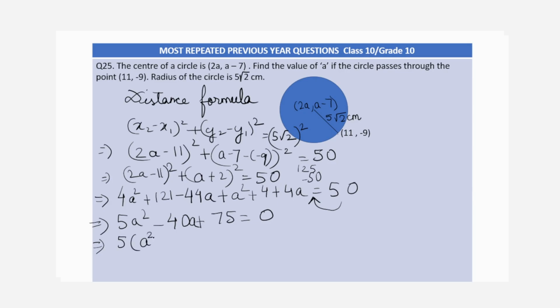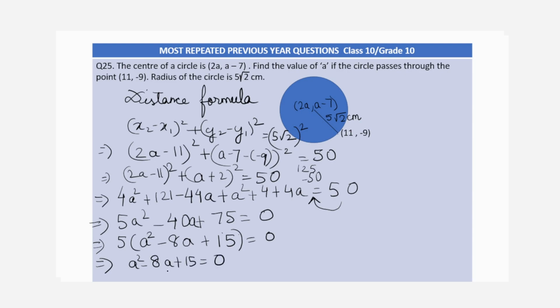Take the common 5 outside. 5a square minus 5 8s are 40, so minus 8a plus 20, not 25 but 15. So here it will be 50 equal to 0. So if I take this to the other side, it will become 0. So I won't bother with that. A square minus 8a plus 15 is equal to 0.